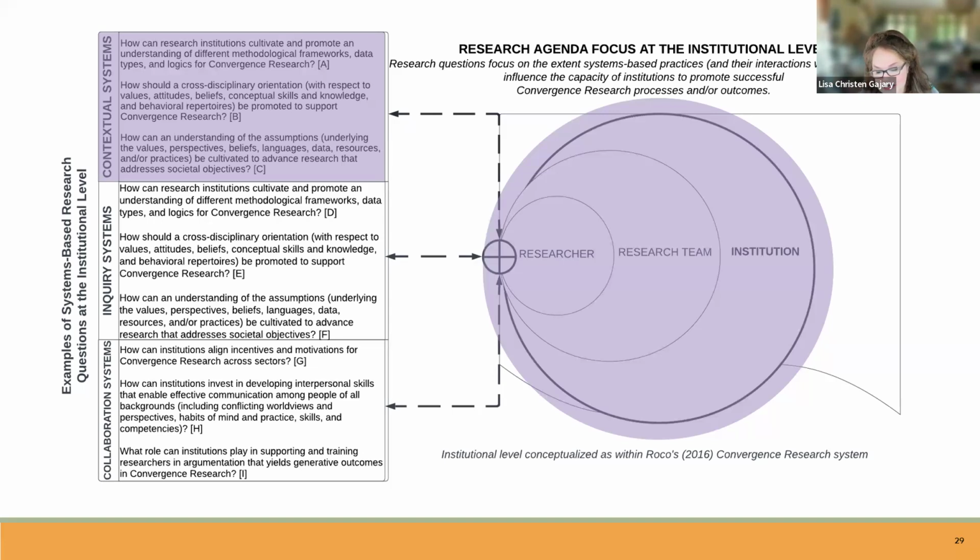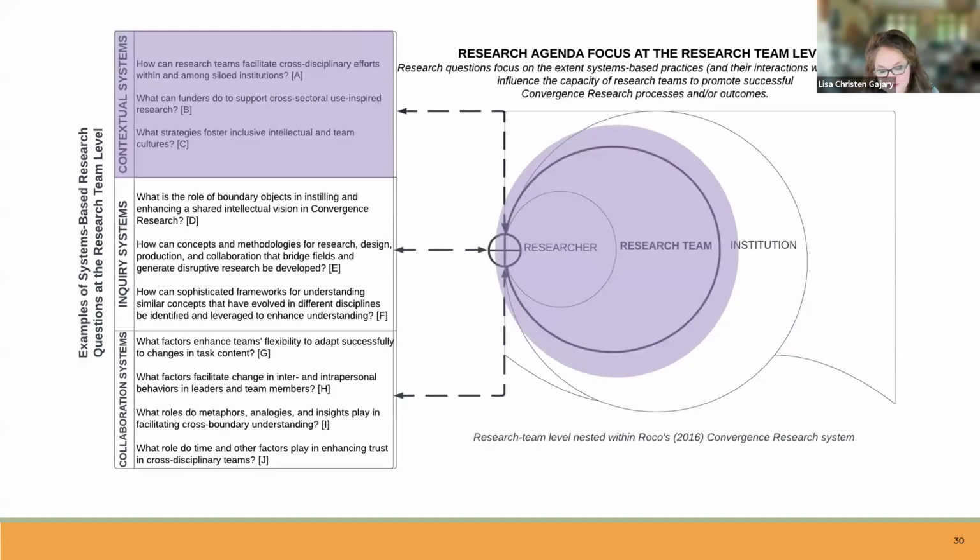And for the next slide, on the research team level, one question is, what strategies would foster inclusive intellectual and team cultures? And to think about that, we understand that to be something that is held up as a value in convergence research. And so what can teams do to do that? And how can we understand that better?